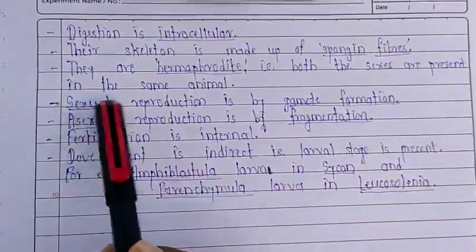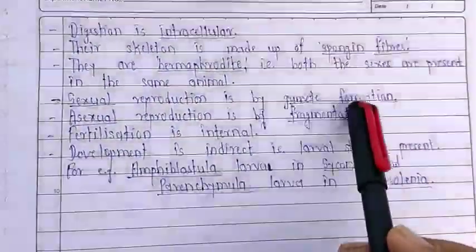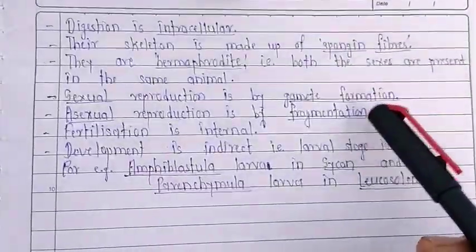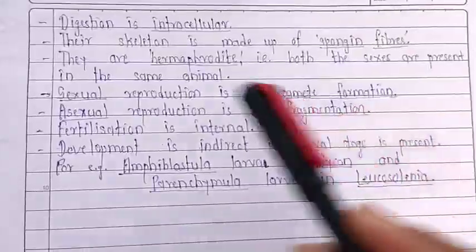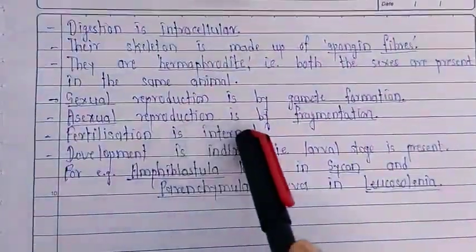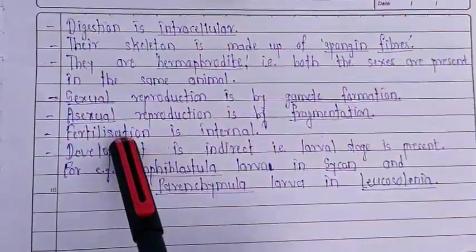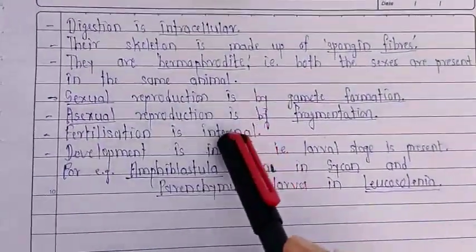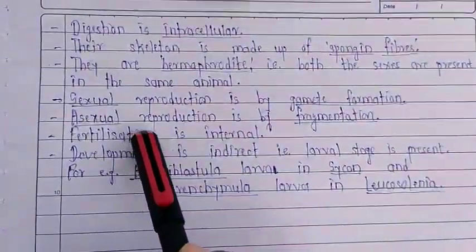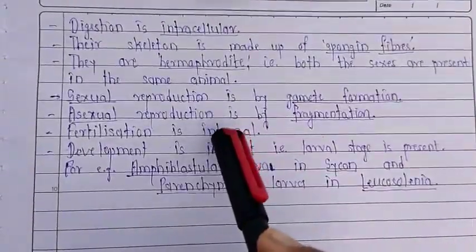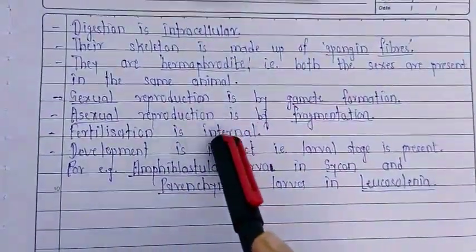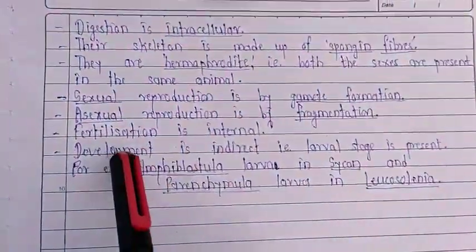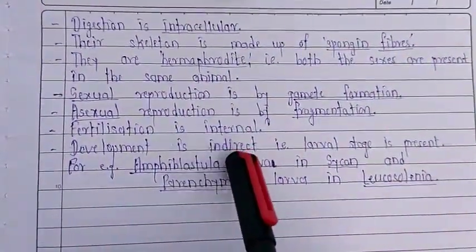Sexual reproduction takes place by gamete formation. Asexual reproduction takes place by fragmentation. Fertilization is internal. Fertilization means fusion of gametes, fusion of male and female gamete, and this fusion takes place inside the body of that animal. So fertilization is internal. Development is indirect.